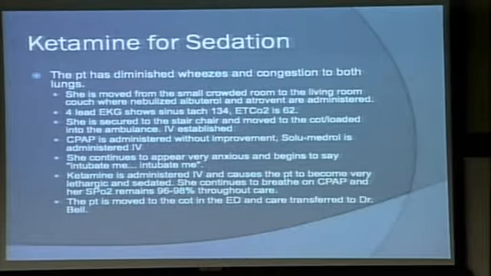She continues to breathe on the CPAP, and her SpO2 remains 96 to 98 throughout care. Moved to the cot in the ED and care transferred to Dr. Bell. Marty gets all of our stuff. She did not apparently have a sausage in her throat.